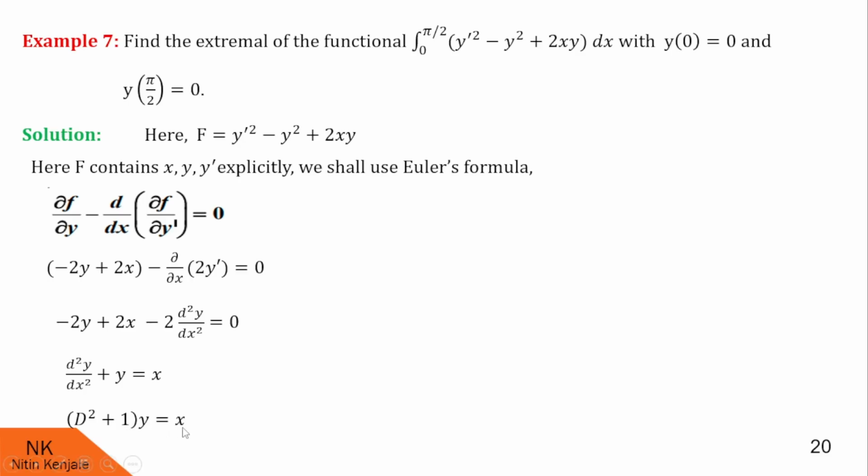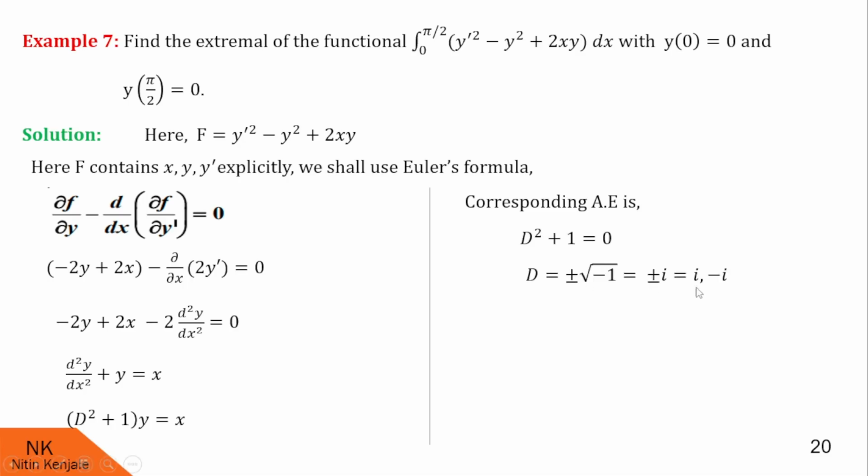Since its RHS is not equal to 0, the general solution of this differential equation consists of two parts, CF and PI. CF stands for complementary function, PI stands for particular integral. To find the complementary function, one needs the auxiliary equation. The auxiliary equation of this differential equation is D square plus 1 is equal to 0.